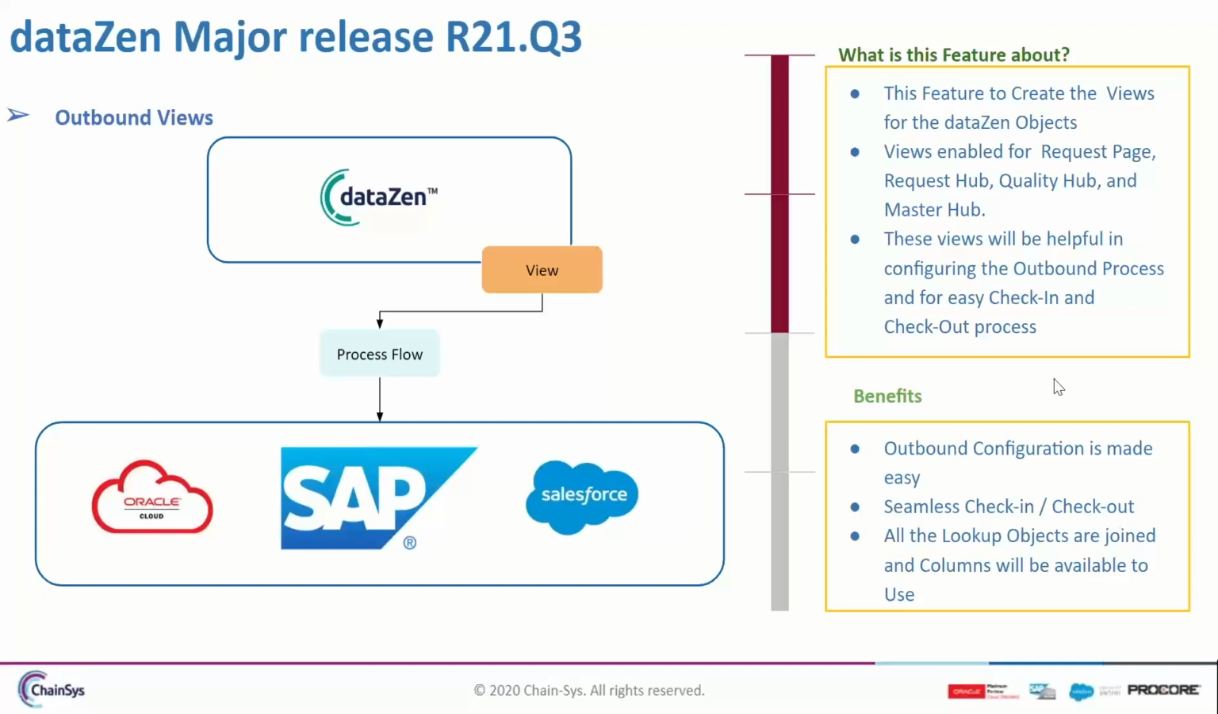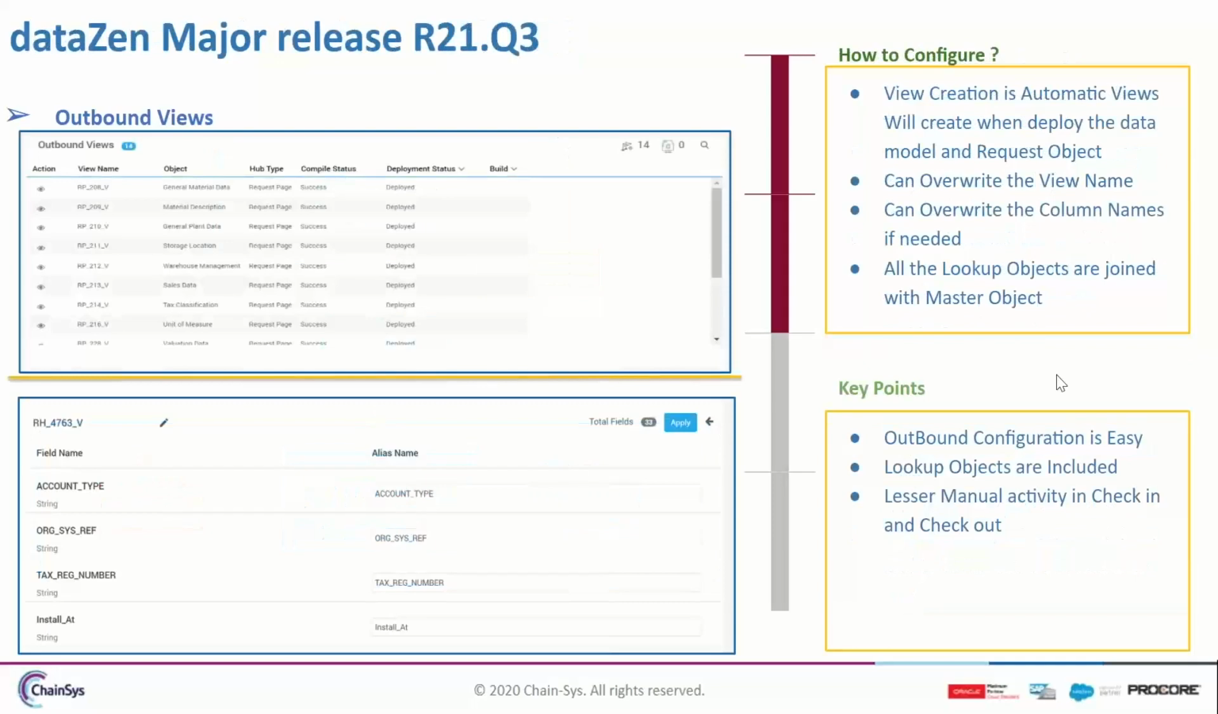That process flow is formed. The downstream is very easy. We can call to SAP or Oracle or any other systems, so we can synchronize seamlessly from dataZen to the target system through this view. When we go to the next slide, we can see the configuration. It's pretty simple. There is no configuration actually.